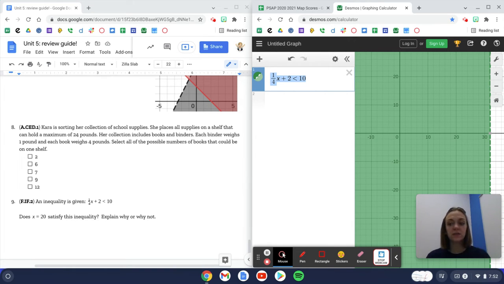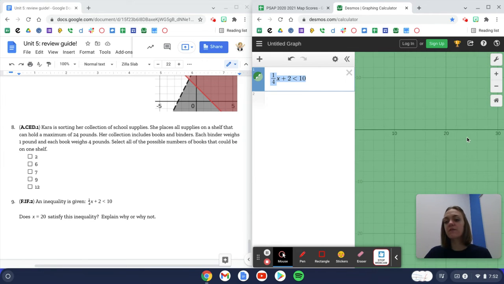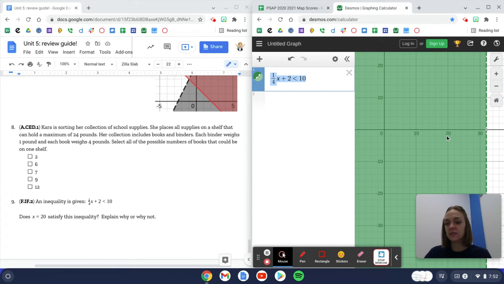So you should do that as well. There are a few ways that we can solve this. The first thing is we can find where x is 20, which is right here. So along my x-axis, find where 20 is. If it's in the shaded region, that means you are good to go. It is a solution, which we can see this is a solution.